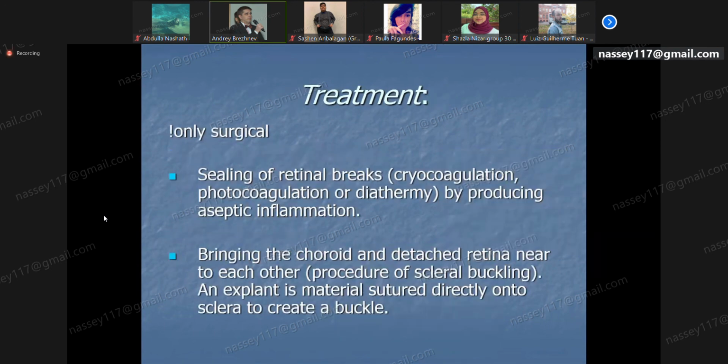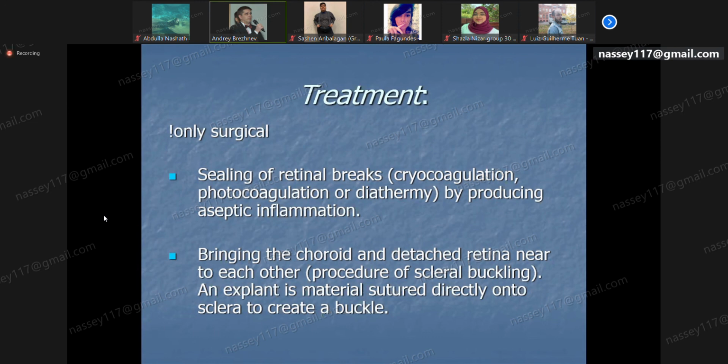Treatment, only surgical. There are no magic drops, ointments, or injections which may treat the rhegmatogenous or tractional detachment. Only in case of exudative detachment due to other pathology, inflammation, it's possible to use anti-inflammatory drugs to decrease the detachment. But in case of retinal detachment caused by primary and secondary tractional, no ways, only surgery.